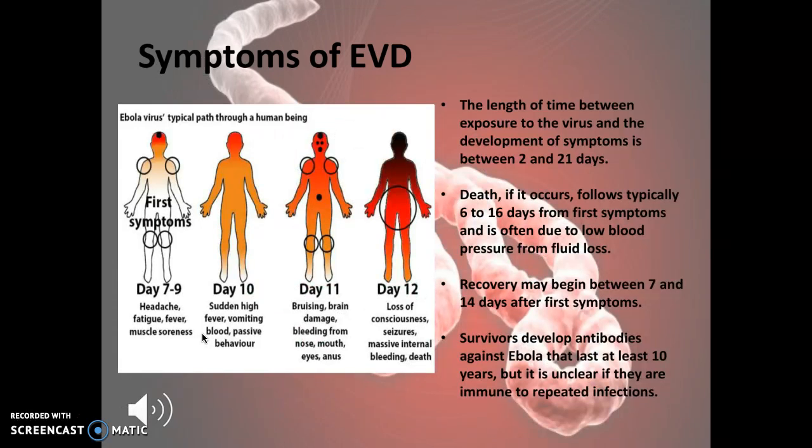The length of time between exposure to the virus and the development of symptoms is between 2 and 21 days. Between days 7 and 9, people can experience headache, fatigue, fever, and muscle soreness. And by day 10, people can experience high fever, vomiting blood, and passive behavior. Death, if it occurs, typically follows 6 to 16 days from the first symptoms, and it is often due to low blood pressure from fluid loss.